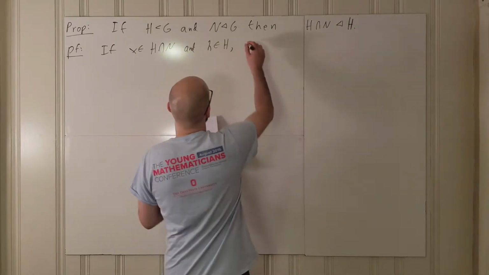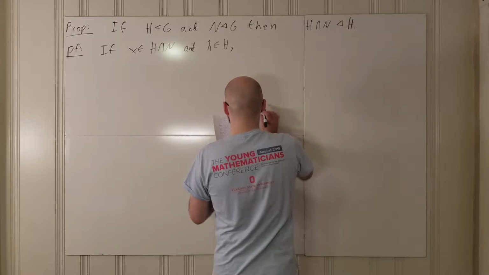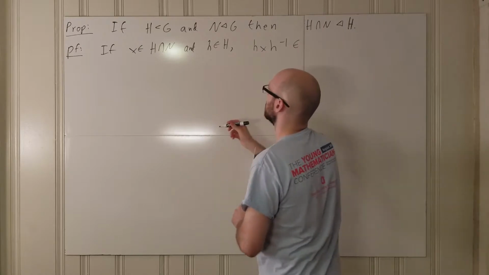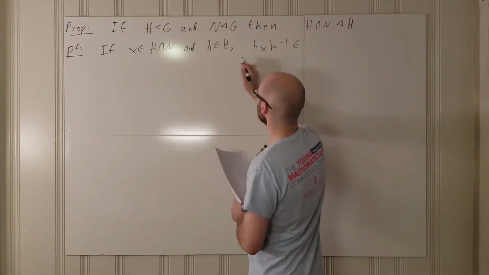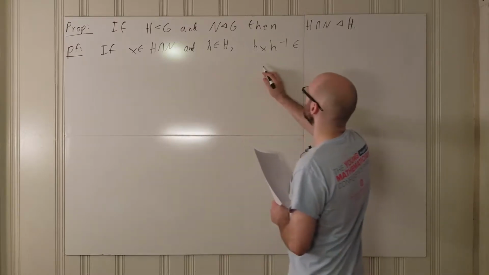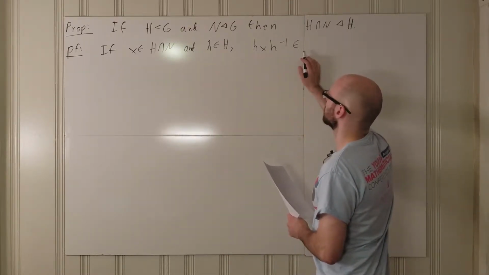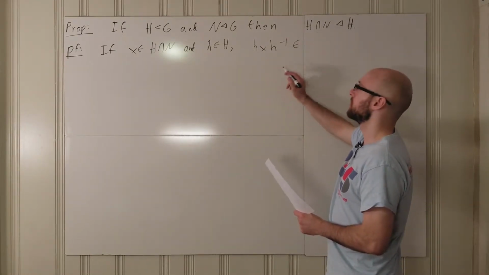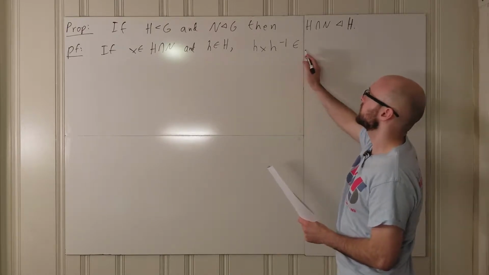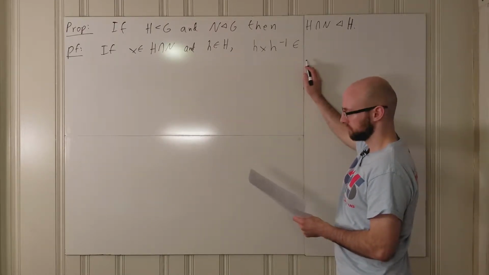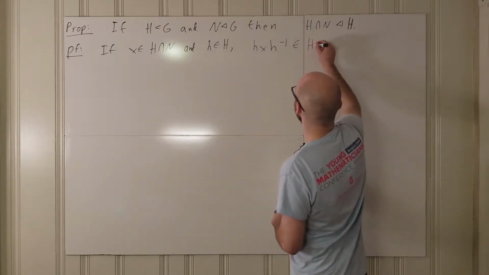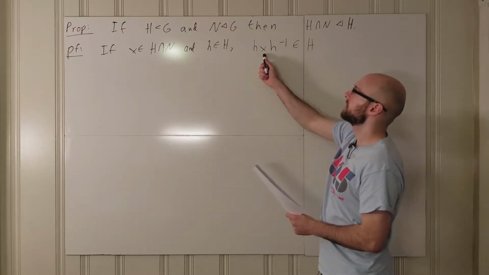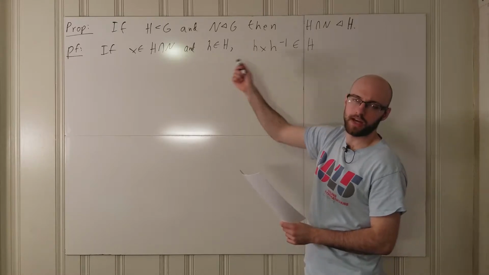And so, let's see here. h x h inverse. What we want is for this to be normal in H, so we need h x h inverse to be in this intersection. So it's enough to show that it's in H and that it's in N. Well, certainly it's in H, and that's just because x, h, and h inverse are all elements of H, and H is a subgroup.